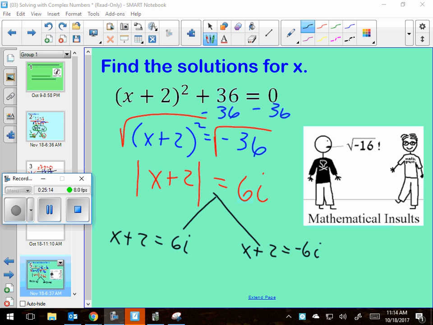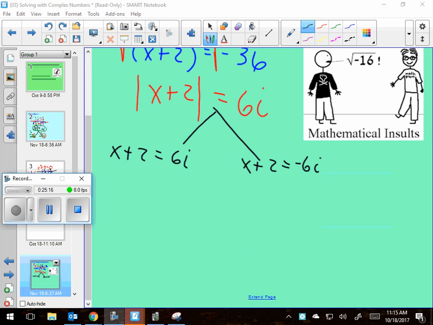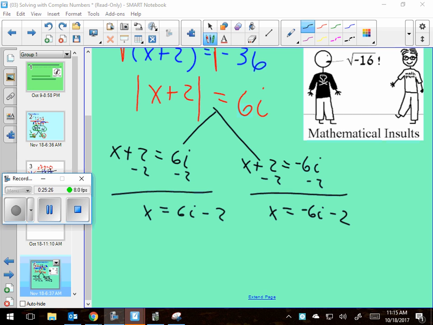Now you subtract 2 from both sides. Minus 2, x is 6i minus 2. And minus 2, x is negative 6i minus 2. Those that have been following on the top 20, it's identical. If you had done the hard work to learn your top 20 by now, you already have this down. The only thing that's new is an i. Other than that, it's identical to what we've been doing on the top 20.